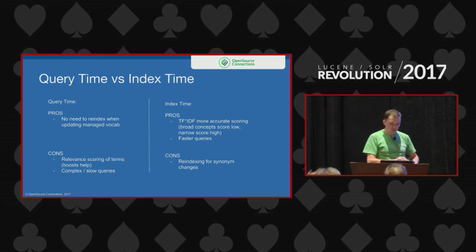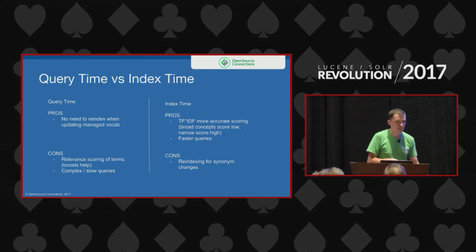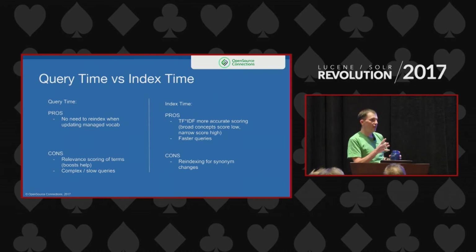So the pros and cons for this. Query time is often a lot easier to manage if reindexing is painful, so large data sets, or for some reason reindexing is painful in your environment. The cons are you don't get the same TF-IDF effect I was talking about, where very specific things get scored much higher. I mean, you can obviously play with boost to get that. And you can build large complex queries. If you really expand to a lot of different semantic concepts, you can build large queries.